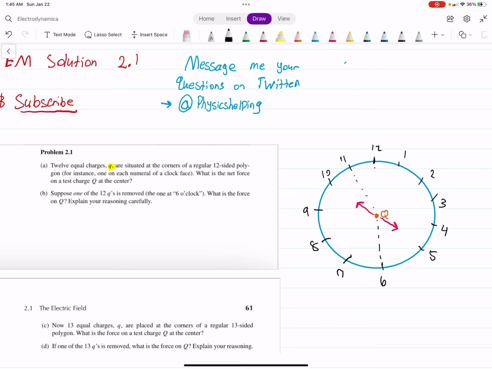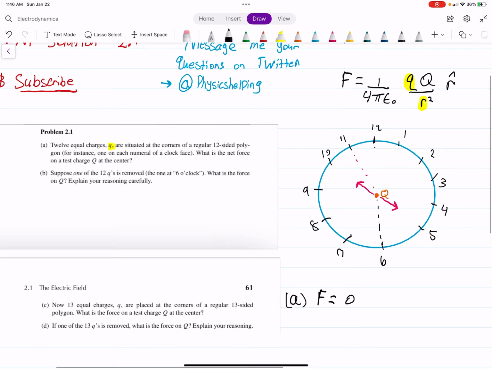They all have the same charge, because remember, the force from an electric field is just 1 over 4 pi epsilon naught, the constant, times the source charge, little q, times the test charge, big Q, over r squared, where r is the distance from the source charge to the test charge, with an r hat. The charge is all the same, and the distance will be the same. The directions are going to essentially cancel each other out. So if you add up the force from each point, it's going to be just 0. They wanted the net force, so the force here is 0. I think that's pretty straightforward.